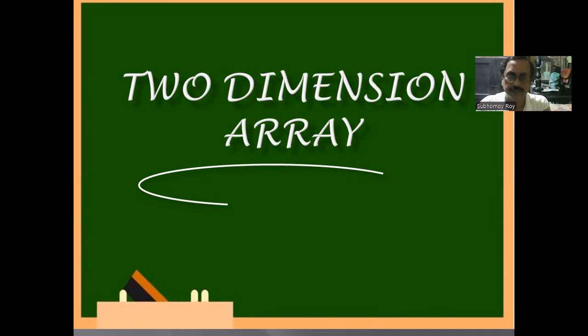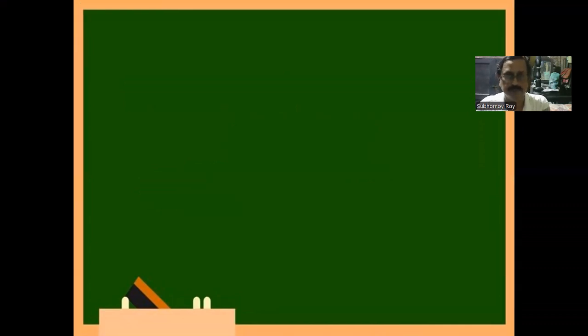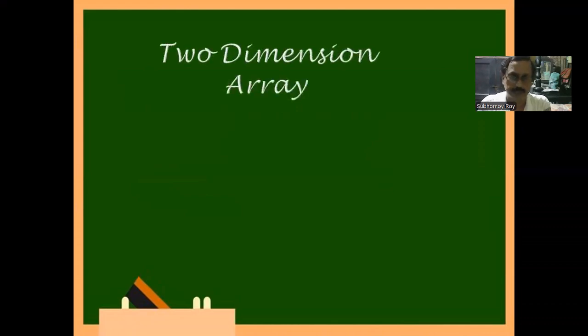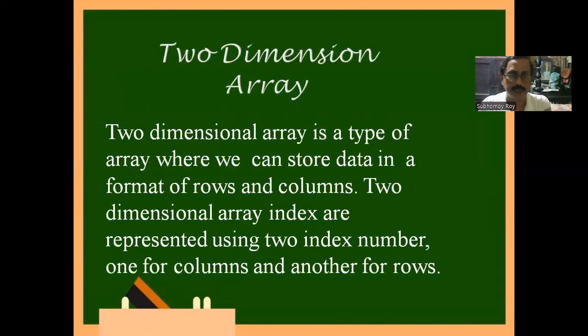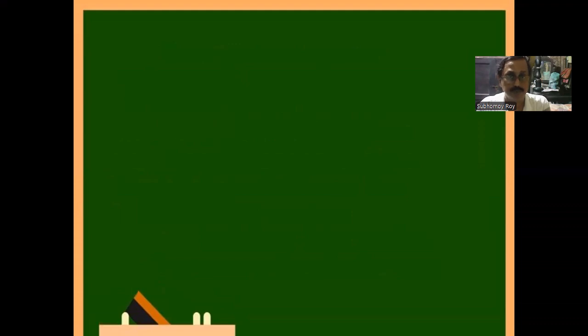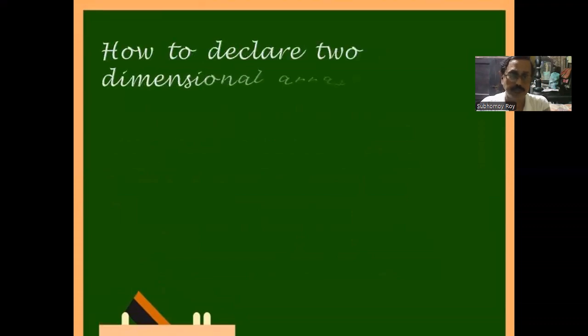So without wasting time, first of all, let us know the definition of a 2D array and then we start. What is a two-dimension array? Just now I said what is a two-dimension array. Now see the definition please. A two-dimension array is a type of array where we can store data in the format of rows and columns, that is matrix format. Two-dimension array indexes are represented by using two index numbers, one for row and another for column. That means we need two for loops instead of one for loop.